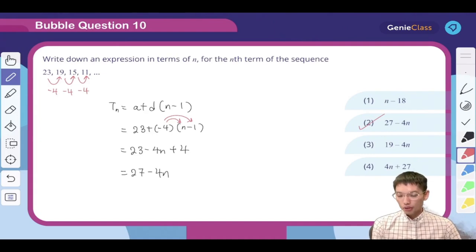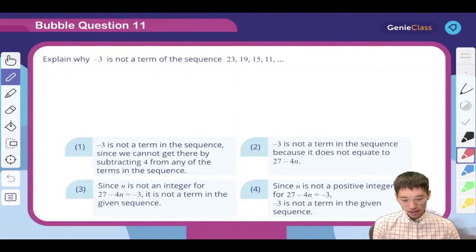Now, last type of question that will come out is the AO3 kind, whereby it is not directly asking you for the answer. They ask you to explain why as such. So we have 1 minute, give it a shot, launching the bubble launcher in 3, 2, 1, last bubble question, let's go.